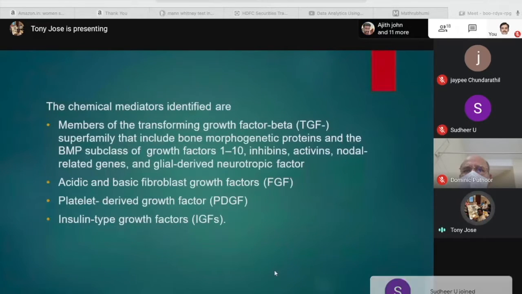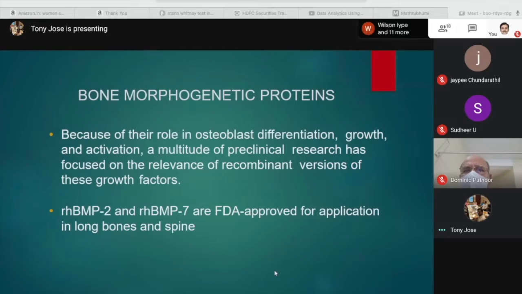The chemical mediators identified are members of the transforming growth factor beta. Transforming growth factor beta is the superfamily. It includes bone morphogenic proteins and BMP subclass of growth factors 1 to 10, inhibins, activins, nodal related genes, and glial derived neurotrophic factor. Then acidic and basic fibroblast growth factor, platelet derived growth factor, and insulin-like growth factor. Next, we discuss the bone morphogenic proteins.